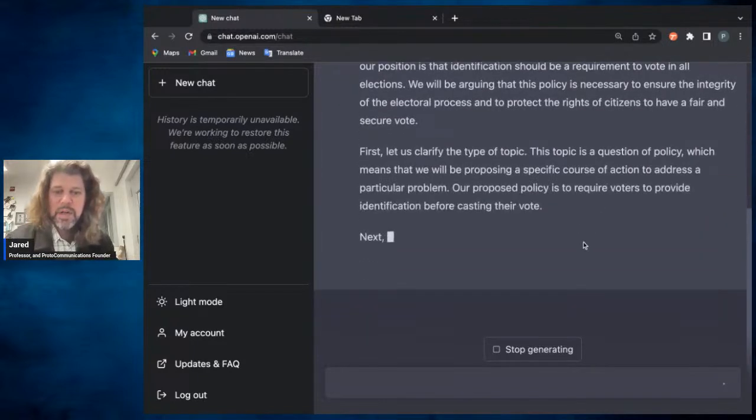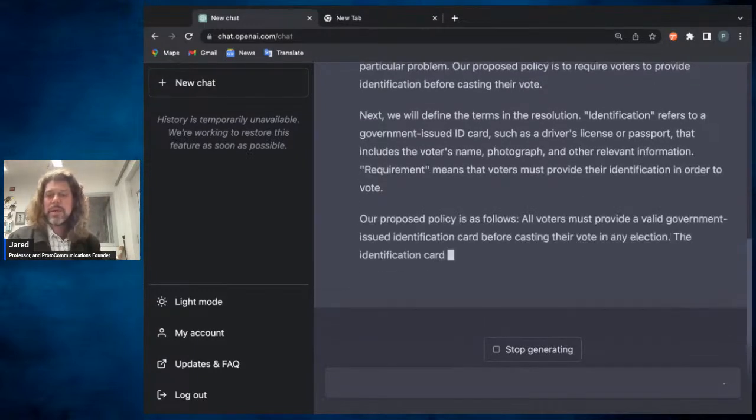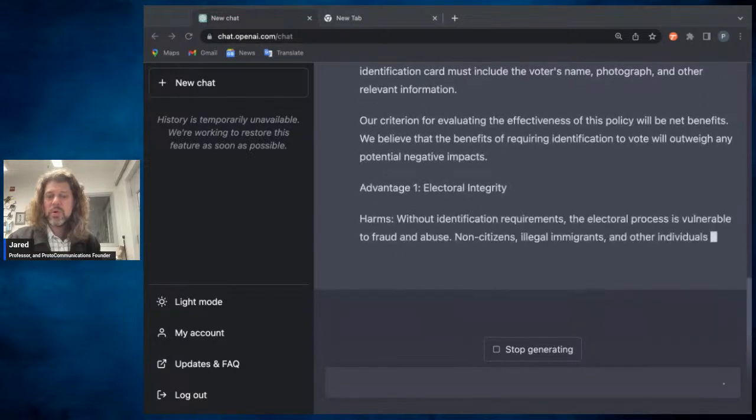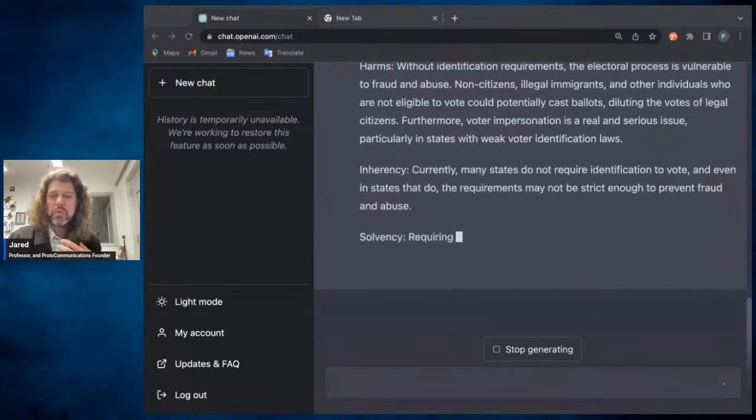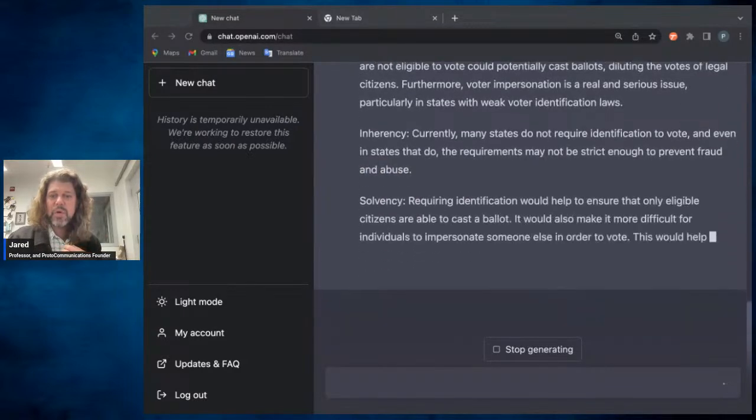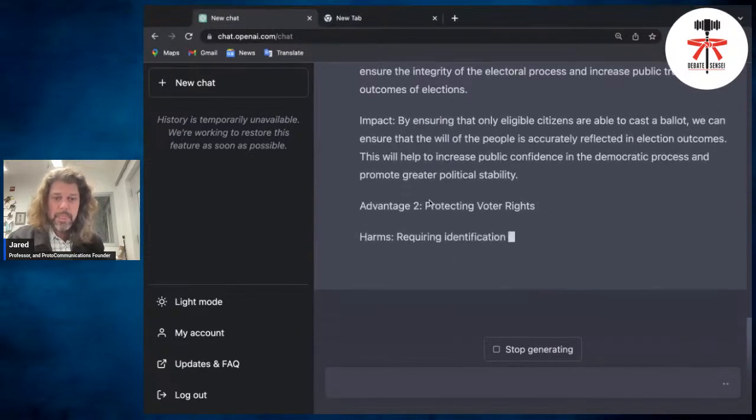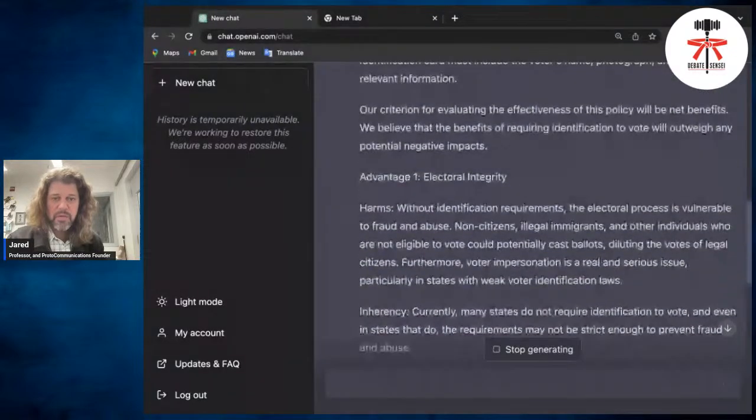Okay. So take a look. First, let's clarify the type of topic. The type of topic is a policy debate. Now, the policy debate, I think, is one thing that is important for you to have clarified at the very beginning. Okay, so the protecting voter rights, cool. We have electoral integrity.